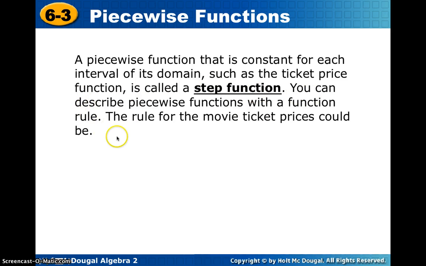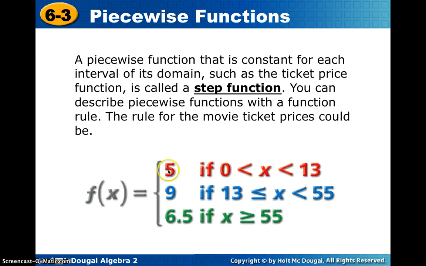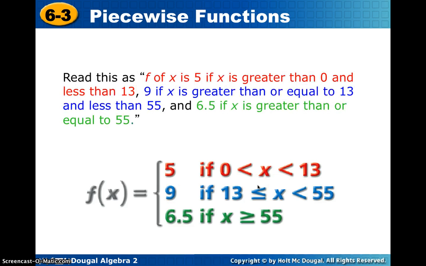You can describe piecewise functions with a function rule. The rule for the movie ticket prices would be like this. We use a bracket to connect all 3 pieces, and we give the price and then the range for each of the prices. So you would read this as f of x is 5 if x is greater than 0 and less than 13. f of x is 9 if x is greater than or equal to 13 and less than 55, and f of x is 6.5 if x is greater than 55.